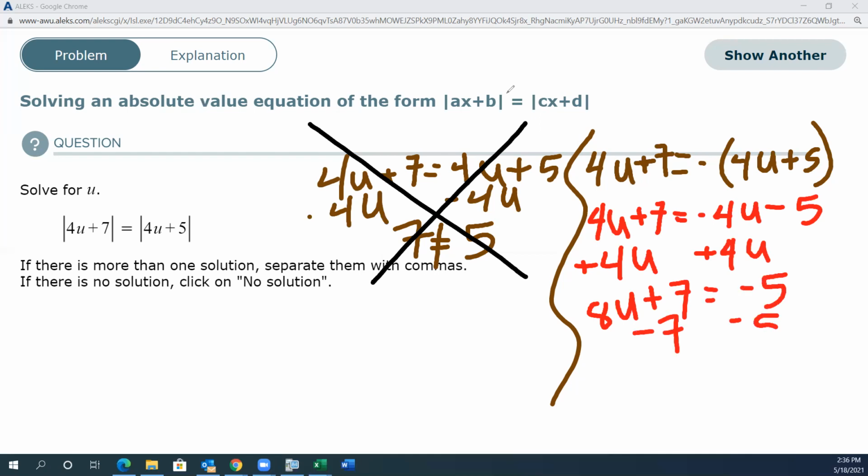Do a little takeaway. Oh, wait a minute. There's a mistake. There, that's better. And then when we divide by 8, we get negative 1.5. So there's only one solution, negative 1.5. Sometimes there's two solutions. Sometimes there's only one. Sometimes there's none. And that's how these types of problems are done.